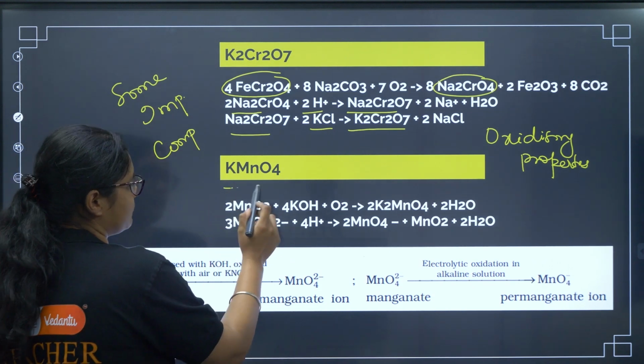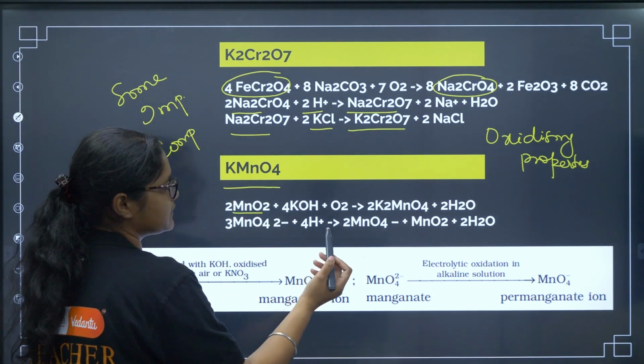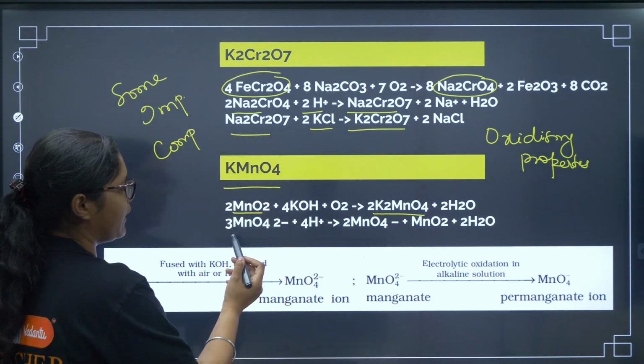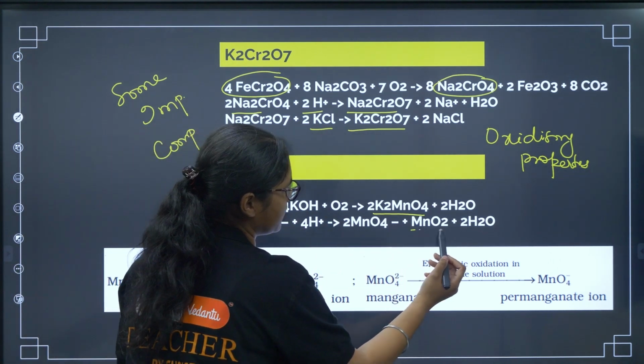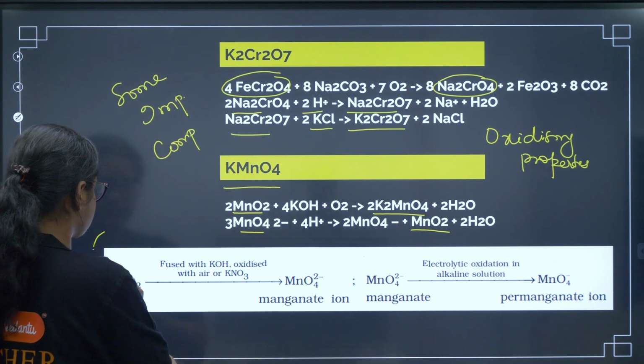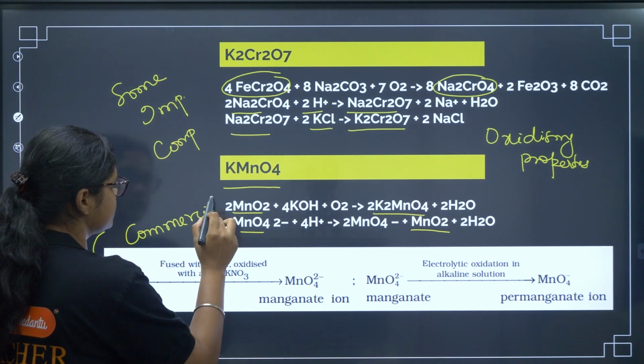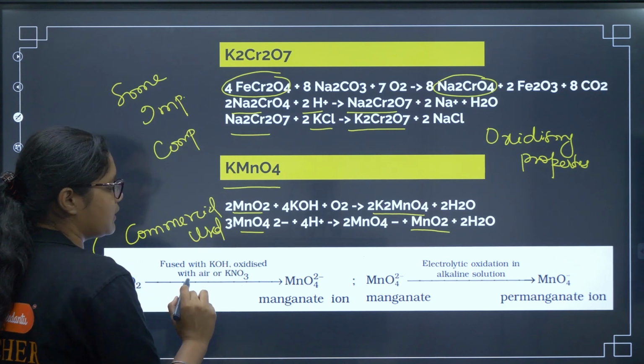Next, coming to potassium permanganate. Here we have two methods. One is manganese oxide converting to K2MnO4 and then getting converted to MnO2. This reaction is not very important, but the commercial method is. This method is commercially used, so this one you have to remember.